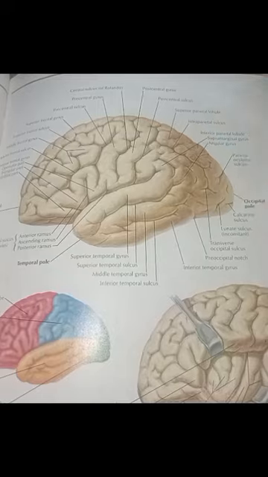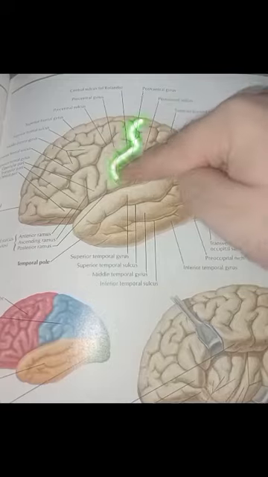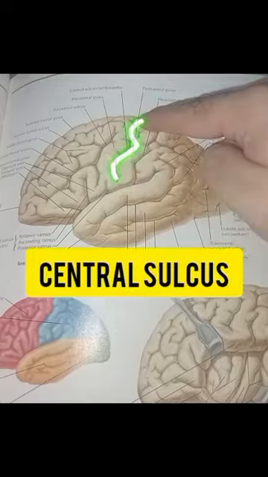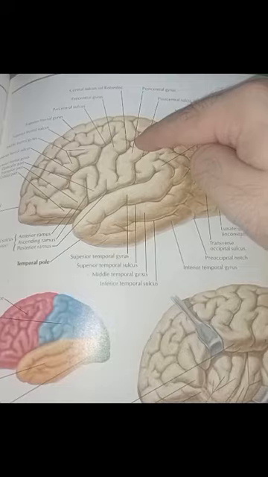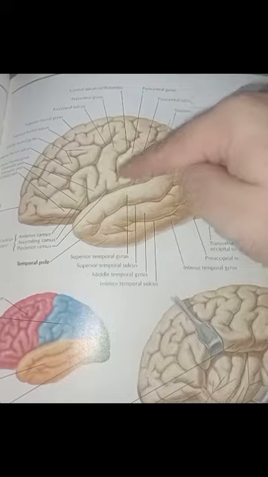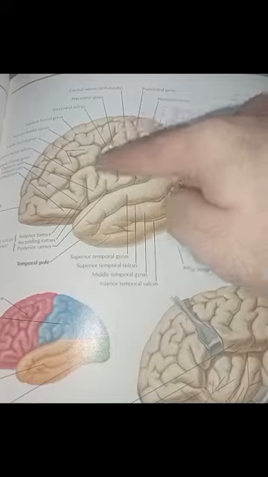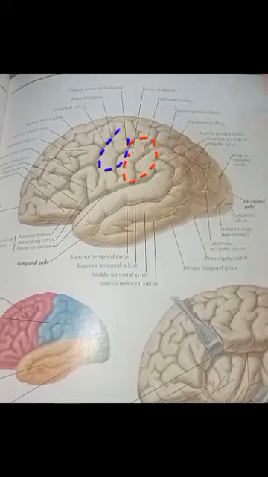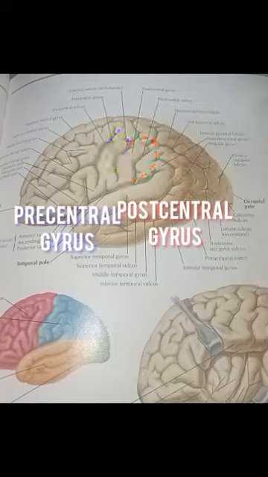To start, always find a landmark reference point, the central sulcus. This here is your central sulcus. From here, we can proceed to name other parts. If you have trouble finding the central sulcus, just try to find the two gyri in front and behind it, the precentral and postcentral gyrus.